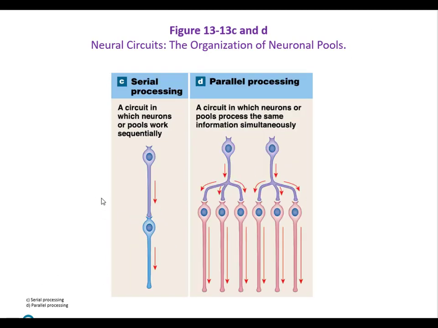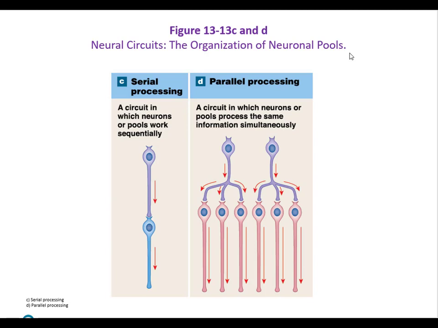Serial processing is a very common type we see with pain. We're going to send some sensation of pain along its path to where it needs to go to relay that information. And parallel processing we would see kind of with reflexive things.